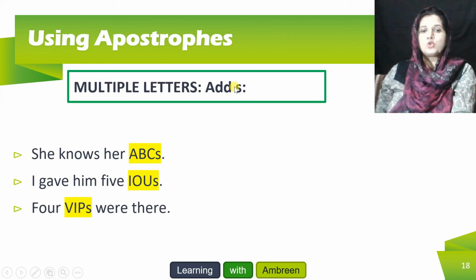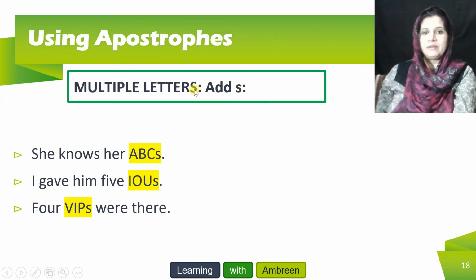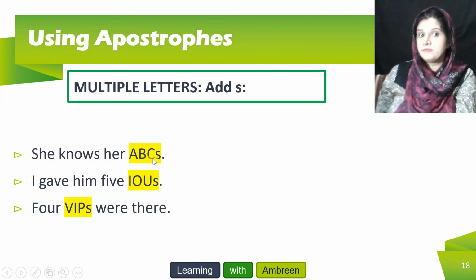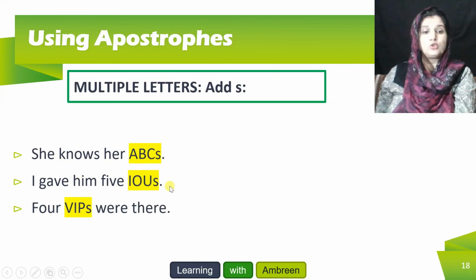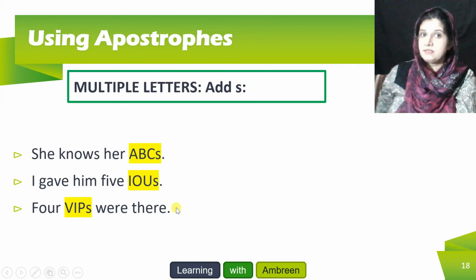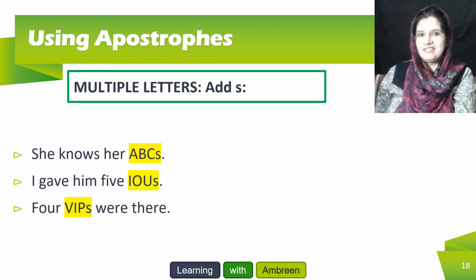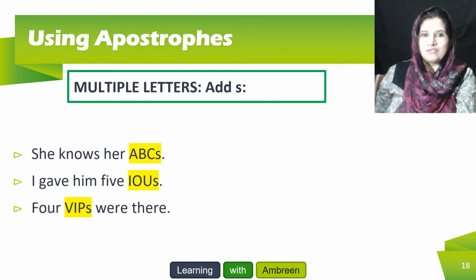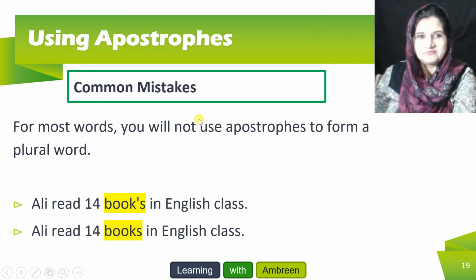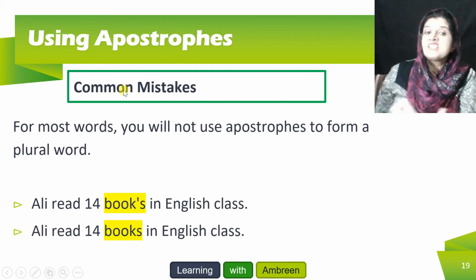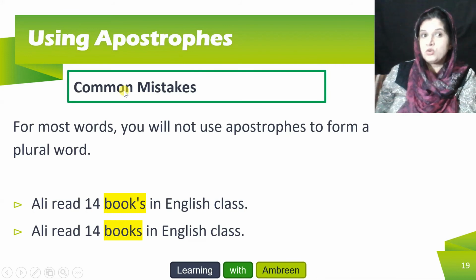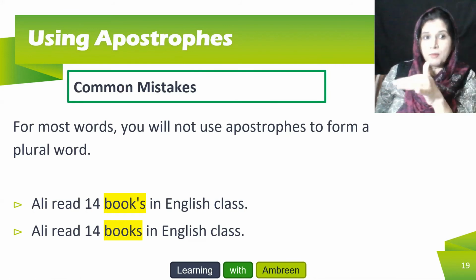Then we can also show the plural through multiple letters, like she knows her ABCs. I gave him 5 IOUs, 4 VIPs were there, right? The MNAs in this country are good for nothing, right? So you can say any of the plurals of multiple letters. Let's move. Okay, let's see some of the most common mistakes which we can make when using apostrophes.